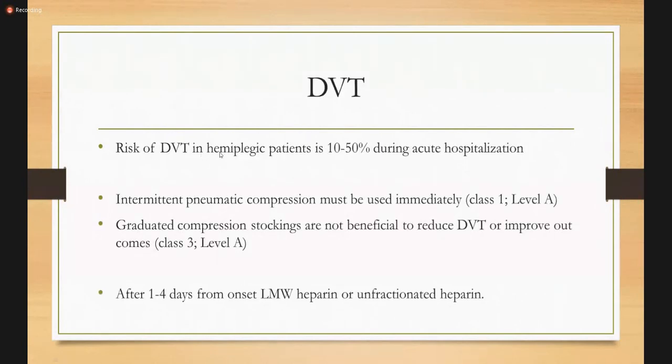If the patient is at risk for DVT, the risk in a hemorrhagic patient is 10 to 15% during acute hospitalization. You have to give intermittent pneumatic compressions immediately. Graduated compression stockings are not beneficial to reduce the DVT. After 1 to 4 days, not on the first day, you can start low-dose heparin or enoxaparin to prevent the DVT. This is the prophylactic dose of the heparin.